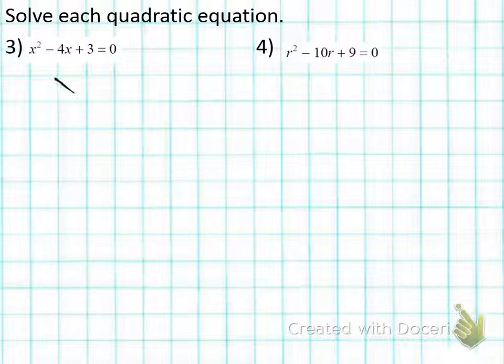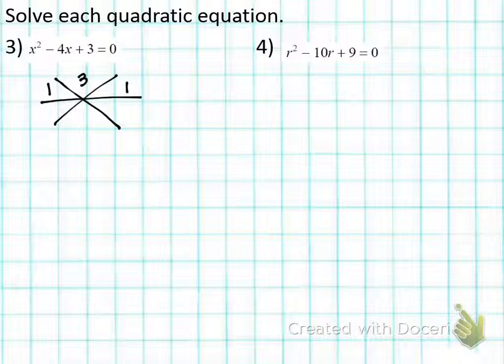So let's do an x box. What's a equal to? 1. A times c? 3. Correct. B? Negative 4. Good. What should be my factors for my x box? What two numbers? Negative 3 and? Negative 1. Good.